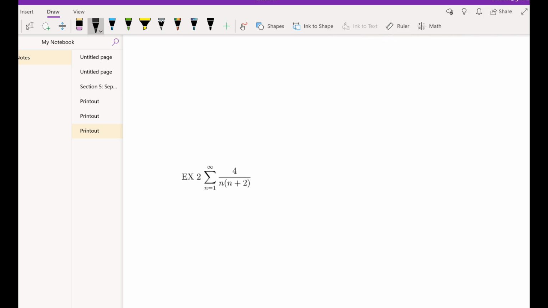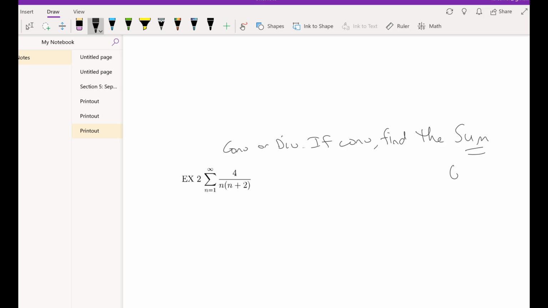So let's do one all on our own. This would say converge or diverge. If convergent, find the sum. As soon as it says this, you identify, is it geometric? It is not, because it is not to the nth power. Geometrics always have nth powers. So this would encourage me to do partial fraction decomposition and this telescoping method.